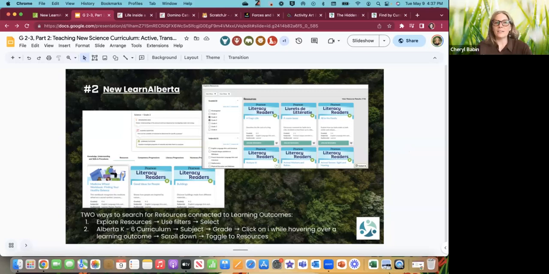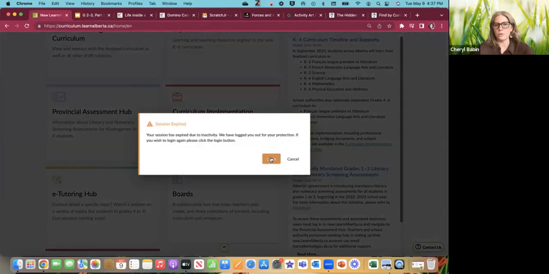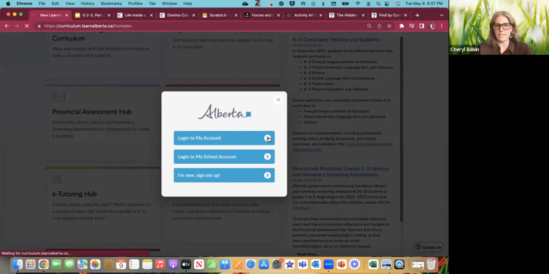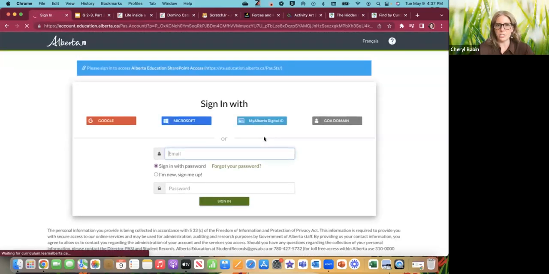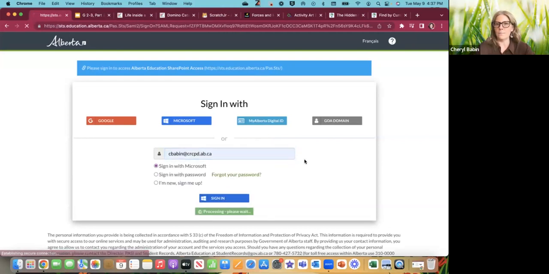I would be remiss not to share with you the resources that are available on Learn Alberta that are directly connected to your science outcomes. And there's 2 ways that you can find and access the best resources for each learner outcome. And so I'm going to pop over to Learn Alberta, which I've been in and out all day. So I'm just going to make sure that I am signed in so that I can get all of the opening access to each of the resources.